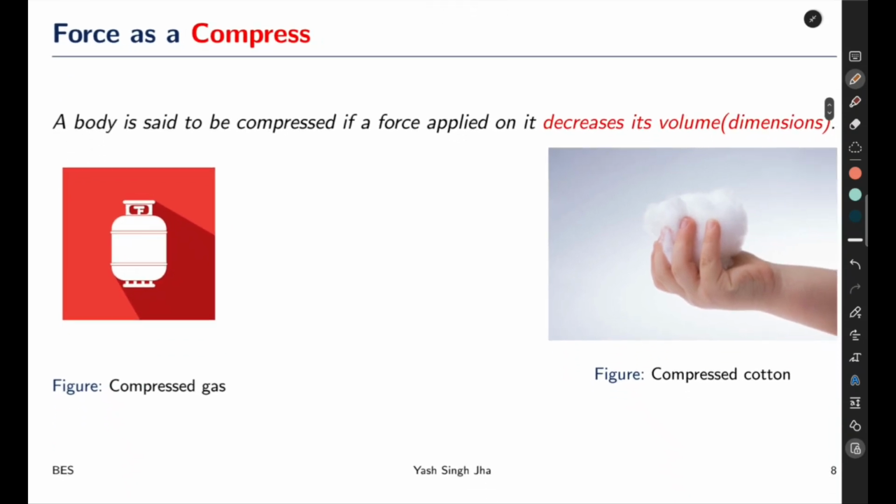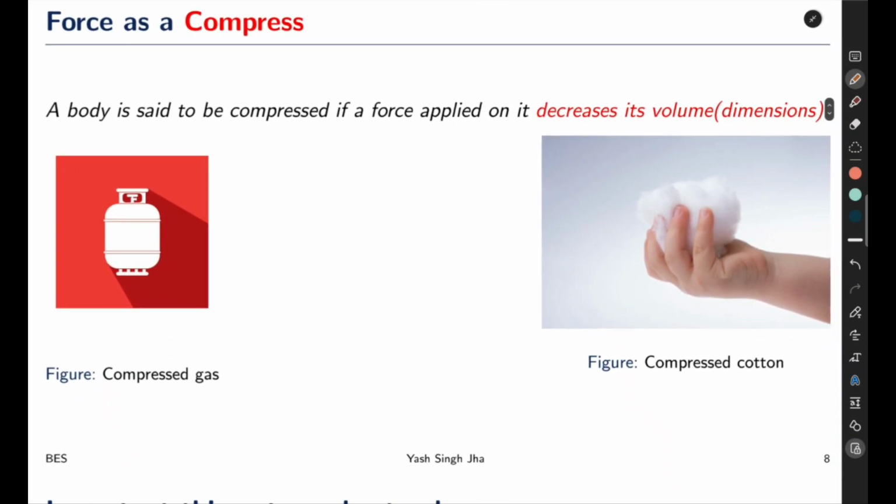You can also compress using a force. A force can also compress something. Where have we seen it? We have seen it in compressed gas. There is a tank, and in the tank there is a gas. There are gas particles, and using a piston we compress it, reducing the volume of the gas. So what happens when we compress? The volume decreases, or the dimensions decrease.